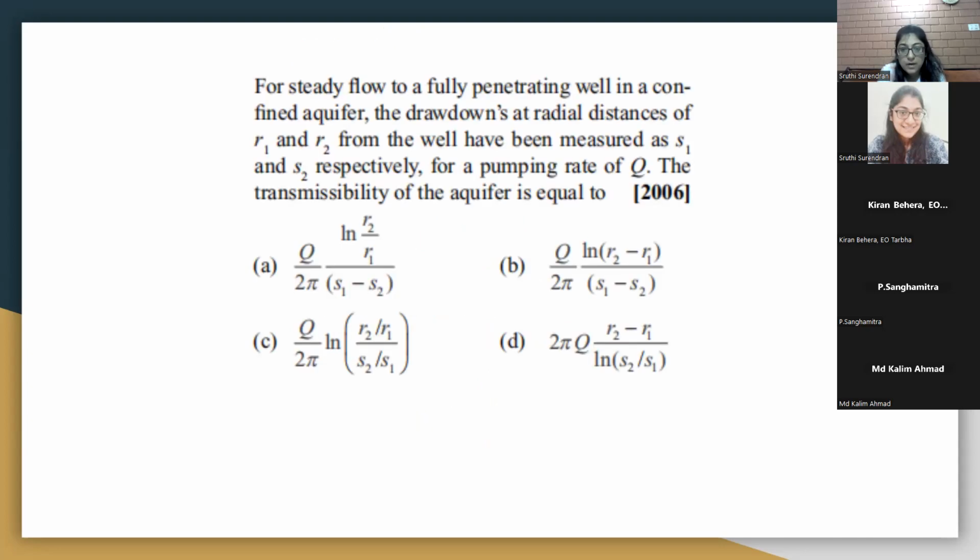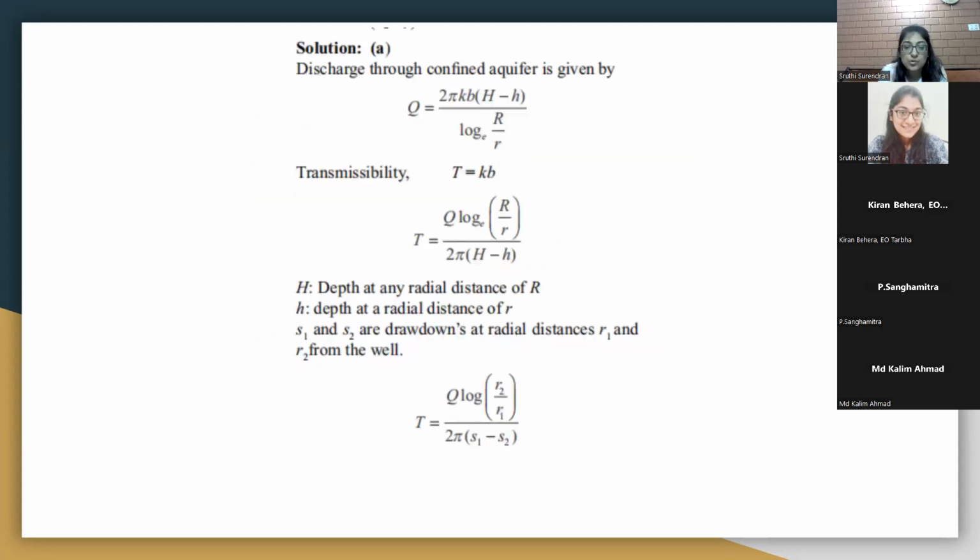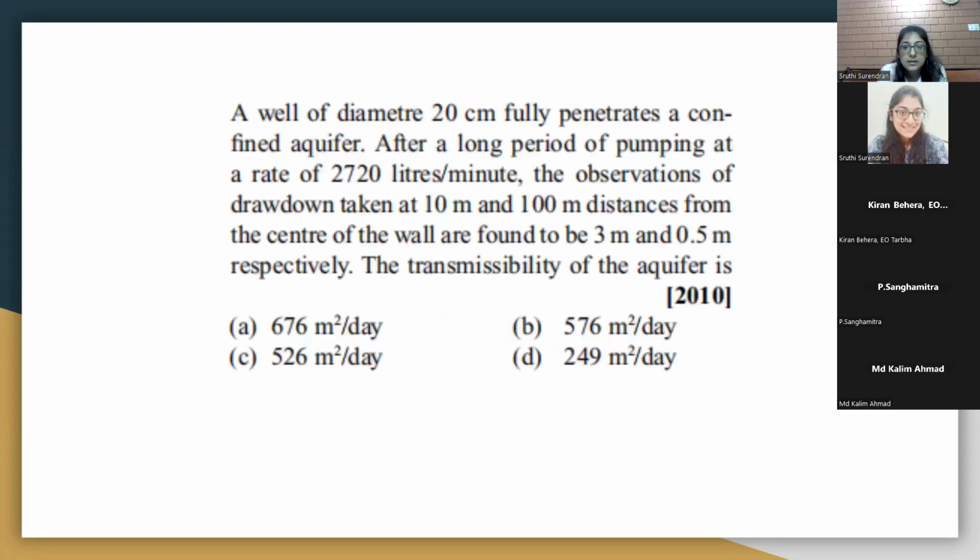Q log of r2 by r1 divided by 2 pi (s1 minus s2). Now, next question. A well of diameter 20 centimeter fully penetrates a confined aquifer. After a long period of pumping, the rate is given in liters per minute. The drawdown at distances R1 10 meter and R2 100 meter becomes 3 meter and 0.5 meter.